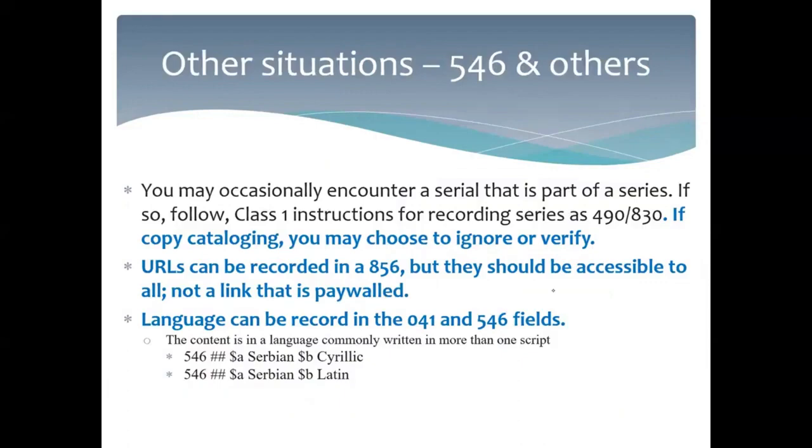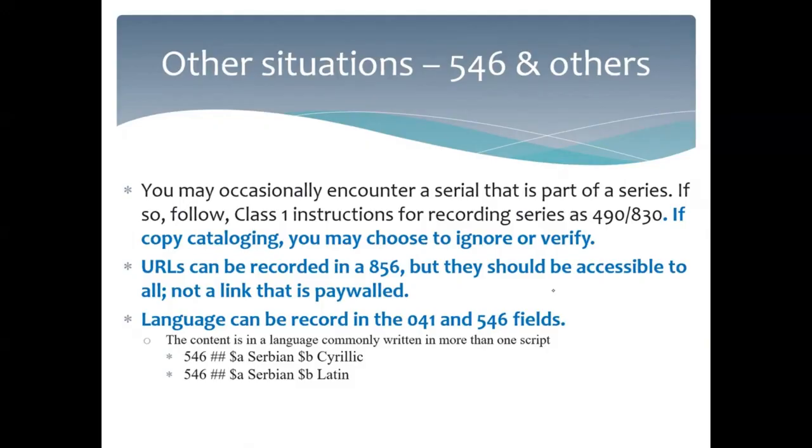So in other situations, you may occasionally encounter a serial that is part of a series or part of something else. If so, you're going to take a look at what we talked about in class 1 for recording series as 490 and 830s. If copy cataloging, you encounter this situation, you may choose to ignore it, or you may continue to explore it and figure out what you might need to do.